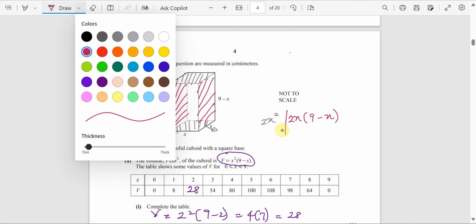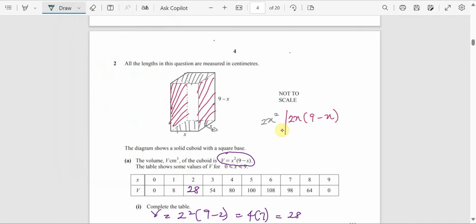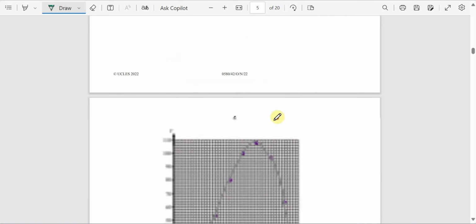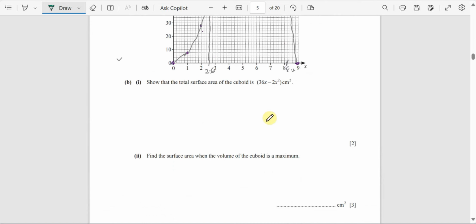Then lastly, we have another pair, which is this inner one and this outer side, which also has the same measurement as this. So that's x into bracket 9 minus x, and they are also 2. So let's go back to our page.